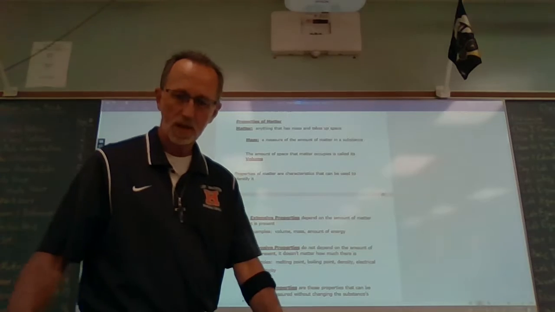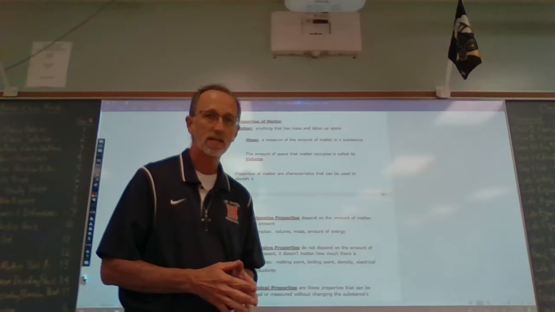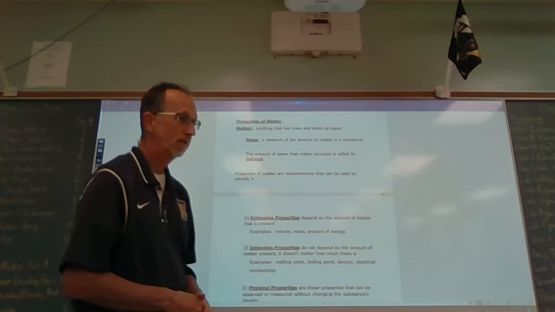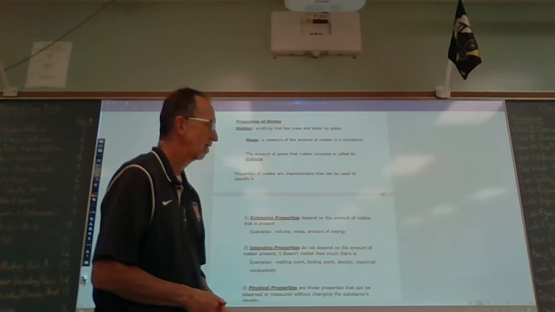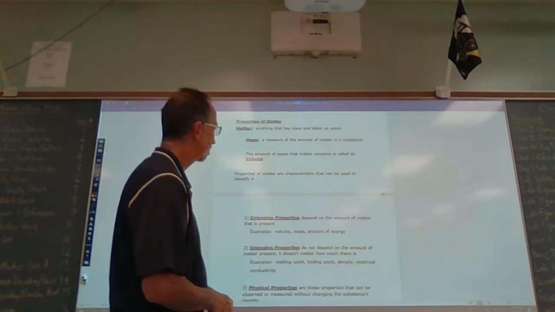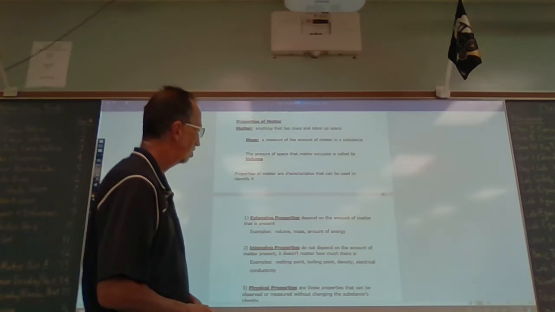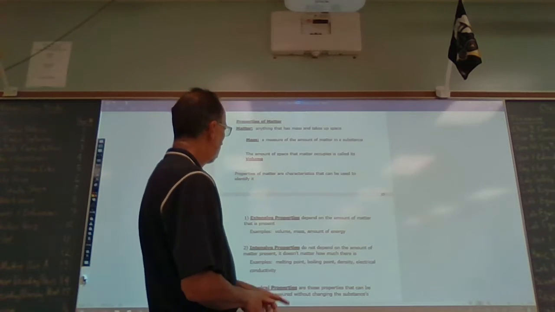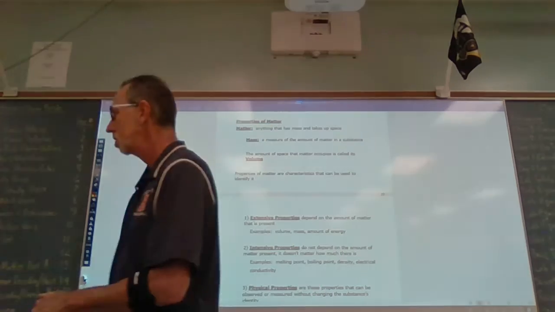Properties of matter. All right. So matter is anything that has mass and takes up space. Taking up space we call a volume. Mass is a measure of the amount of matter in a substance, and again, the amount of space that matter takes up or occupies is called its volume. Properties of matter are characteristics that can be used to identify it. So, there's several different ways that we explain or identify matter, and I'll get into those next.